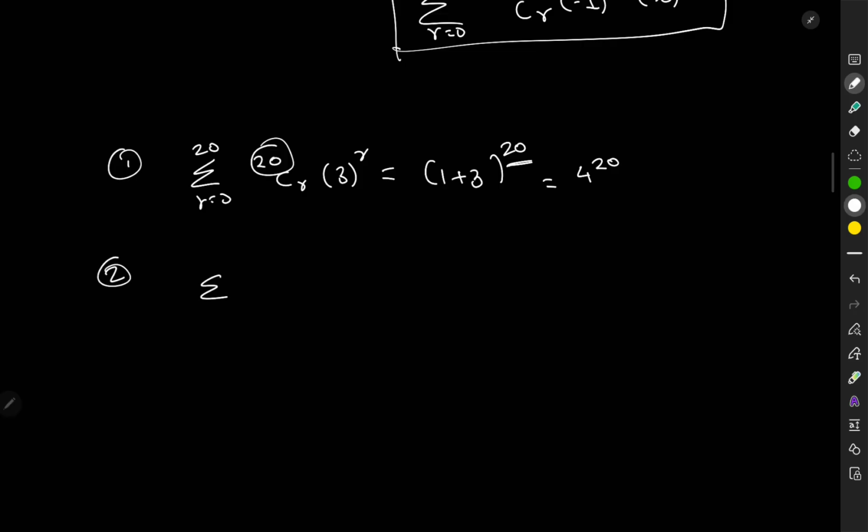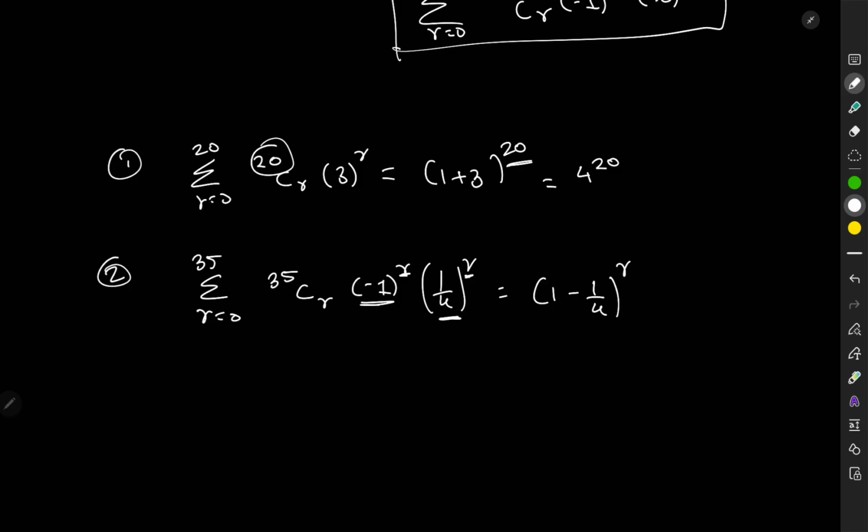So I will give another question. Sum over r equal to 0 to 35 of 35Cr (minus 1)^r by 4^r. How will you get the answer? So simply I can tell the first term is 1 and the second term is coming under the power r, right? So I can tell it's going to look like (1 minus 1/4) to the power 35, okay? So I'll get (3 by 4) to the power 35. This will be the answer, fine.